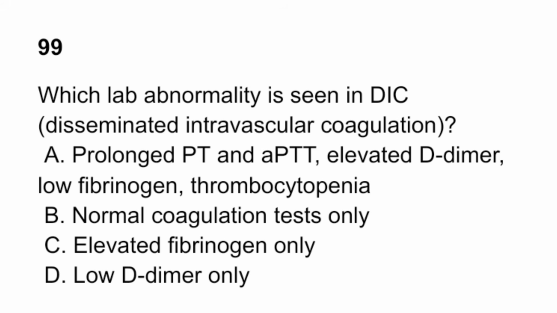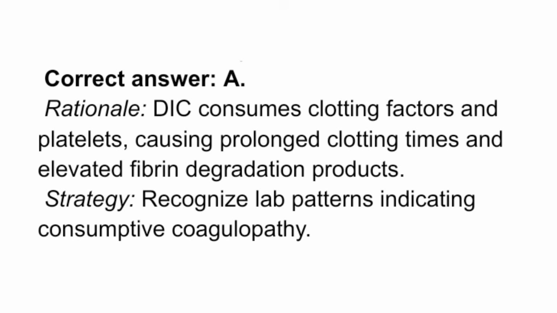99. Which lab abnormality is seen in DIC, disseminated intravascular coagulation? A. Prolonged PT and APTT, elevated D-dimer, low fibrinogen, thrombocytopenia. B. Normal coagulation tests only. C. Elevated fibrinogen only. D. Low D-dimer only. Correct answer, A. Rationale: DIC consumes clotting factors and platelets, causing prolonged clotting times and elevated fibrin degradation products. Strategy: recognize lab patterns indicating consumptive coagulopathy.